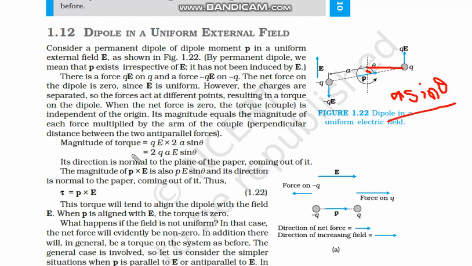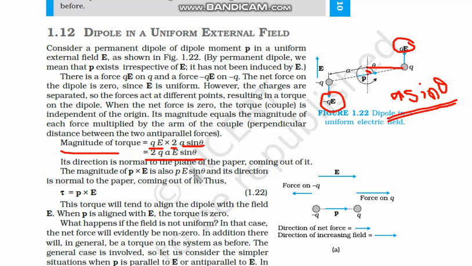So the magnitude of torque is QE, the force, times A sine theta, the distance, and we have two of them, so 2 comes because of that. So simply the magnitude of torque is 2QE A sine theta. Its direction is normal to the plane of paper. That means this torque is coming out of the paper.